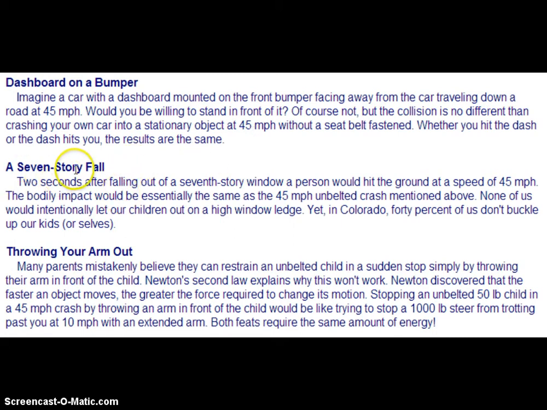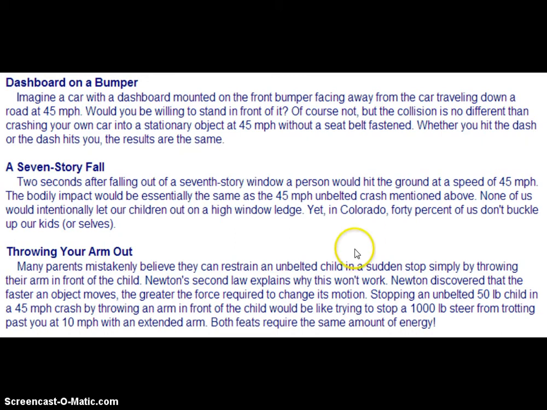Look at this one. A 7-story fall. 2 seconds after falling out of a 7th-story window, a person would hit the ground at a speed of 45 miles per hour. The bodily impact would be essentially the same as a 45 mile per hour unbelted crash, as mentioned above. None of us would intentionally let our children out on a high window ledge. Yet, in Colorado, where this website was made, and in New York, many of us don't buckle up, either ourselves or our kids. Why not?